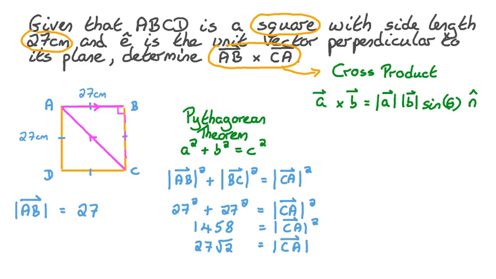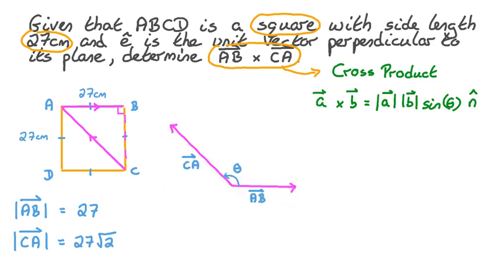the magnitude of CA is equal to 27 root 2. Our next step is to redraw our diagram so that the tails or start points of both vectors are at the same point. We need to calculate the angle theta between vector AB and vector CA. As the diagonal in a square cuts a right angle in half, and a half of 90 degrees is 45 degrees, then theta will be equal to 180 minus 45 degrees. The angle between vector AB and vector CA is 135 degrees.